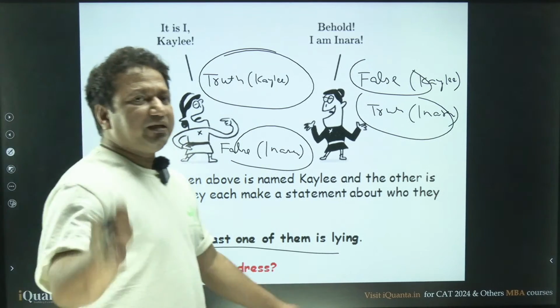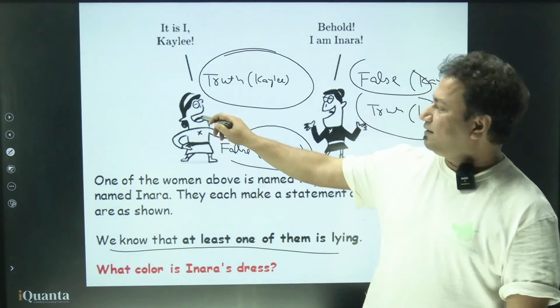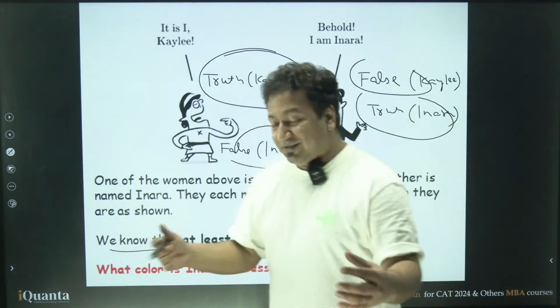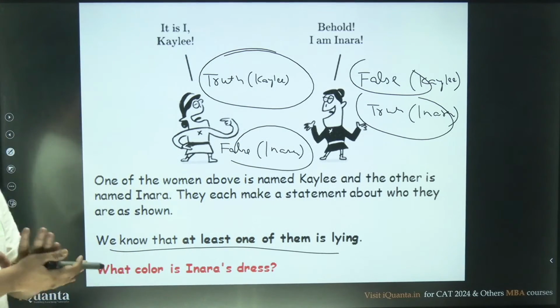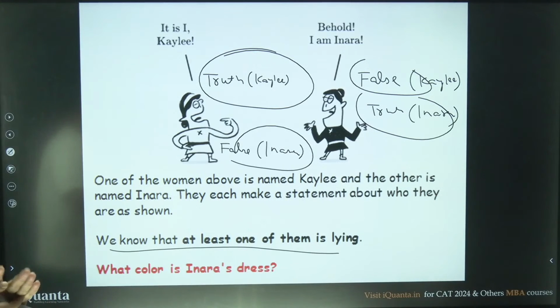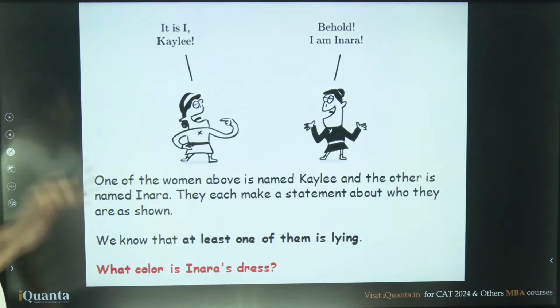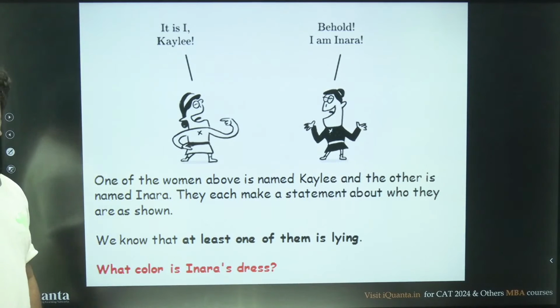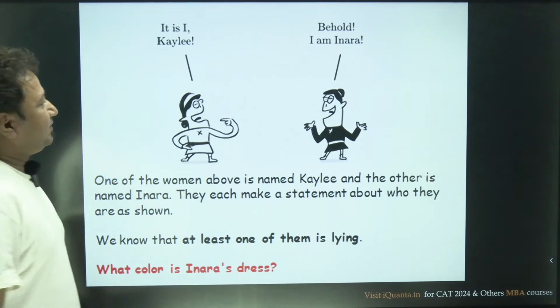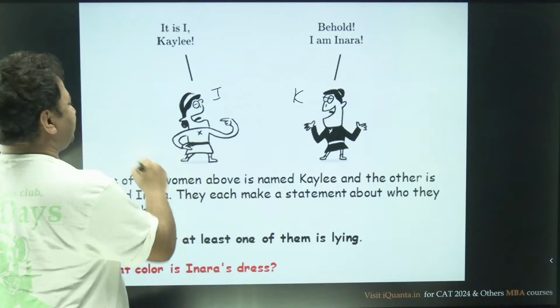So if I assume one of them to be the liar, then in both the cases, in which I assume her to be the liar or her to be the liar, I said lawyer, by the way, not much difference, liar or lawyer. So both of them are not telling the truth, that is for sure. One of them is lying, not really, because we have checked that. The only possibility is that both of them are liars. Both of them are lying. That means she is Kaylee and she is Inara. Inara is wearing the white dress.